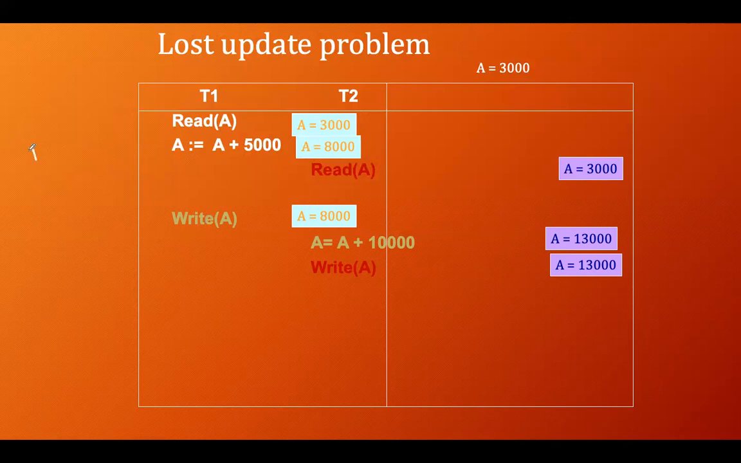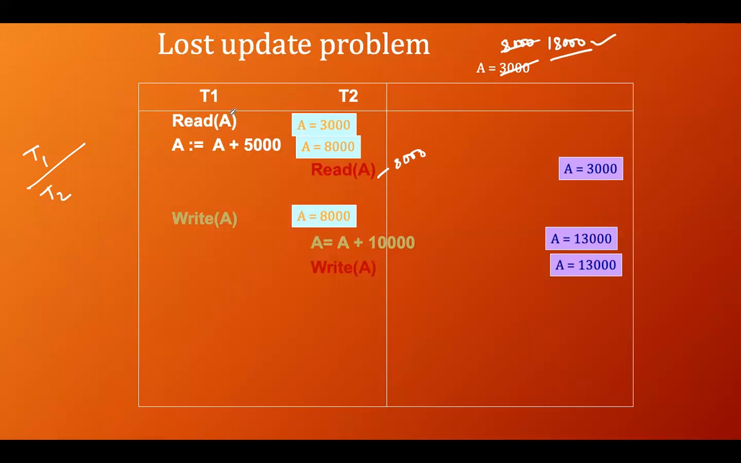If we make it serial, meaning T1 executes first and then T2 executes, there will be no problem at all. T1 will execute all its operations, up to the write, so this value will be 8000. After that, T2 will perform a read operation, and it will read 8000, not 3000, because it is now updated. Now 8000 plus 10,000 becomes 18,000. 18,000 is the correct answer. Are you getting what I'm saying?